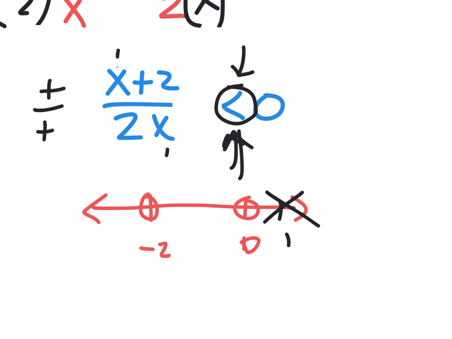Garrett, test a number in an interval. Negative 1. That's in here, and I'm going to put it here and here. Remember, I don't care about the number. I care if it's positive or negative. So on the top, positive. On the bottom, negative. Excellent.